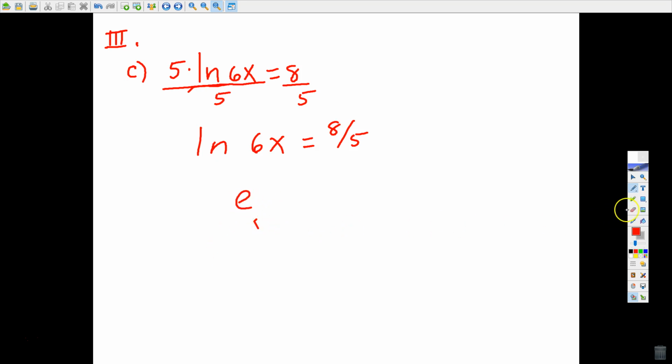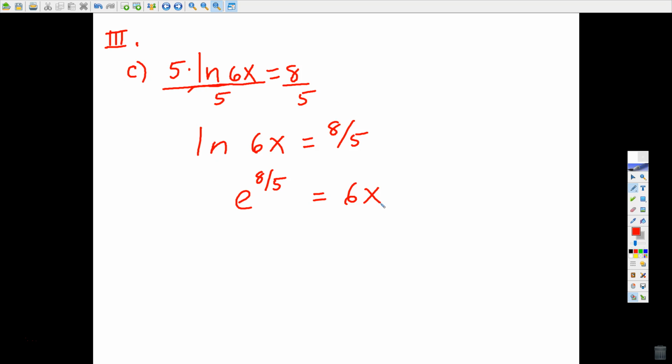E will be raised to what power? Well, what are logarithms? They are exponents. Good. E to the 8/5 power equals 6x. So once again, let's turn it over to your calculator to do the work. Now you're going to use your e to the x button. And the exponent that it's waiting for, in parentheses, will be 8/5.